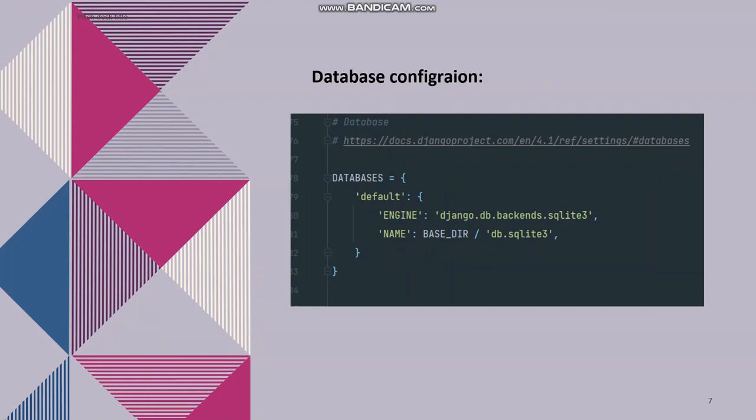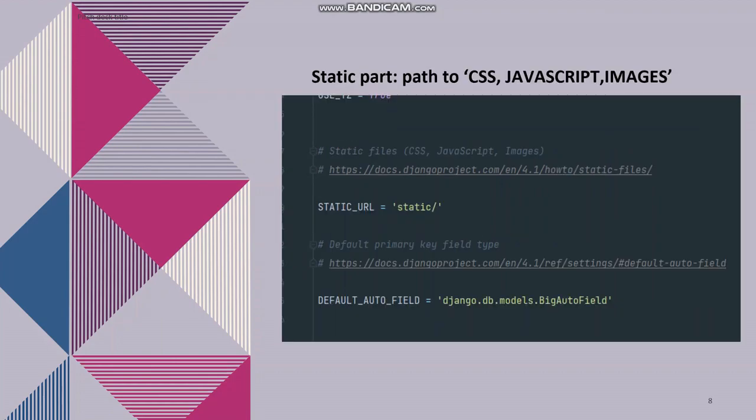We've got the templates and the database. Django by default has a built-in SQL-like database that you can work with. Lastly, this is the static part, where you let Django know the directory of the CSS, JavaScript, and images.